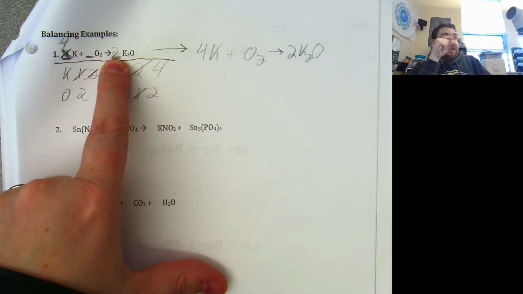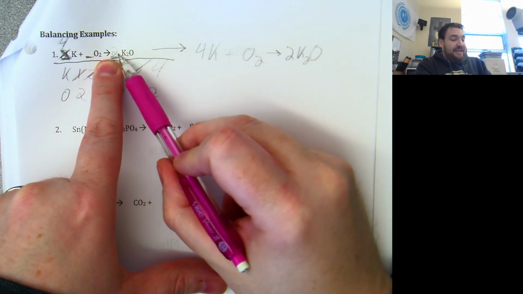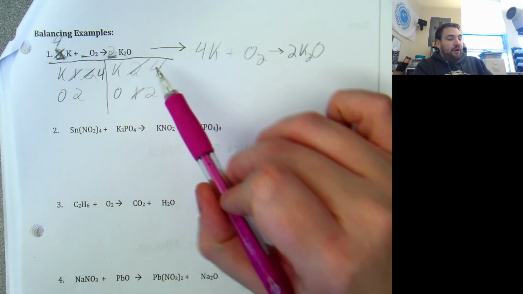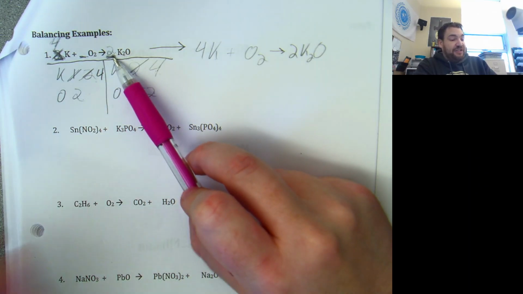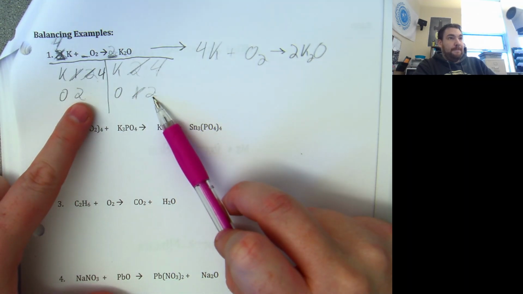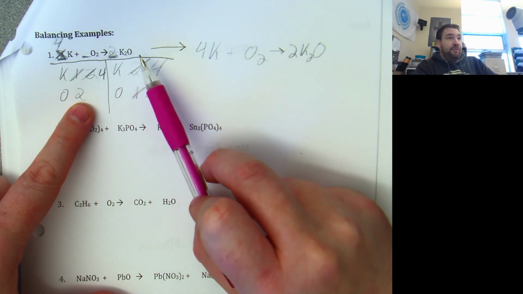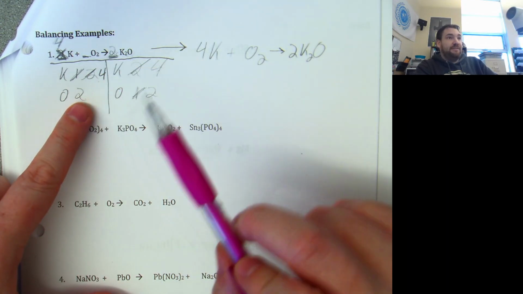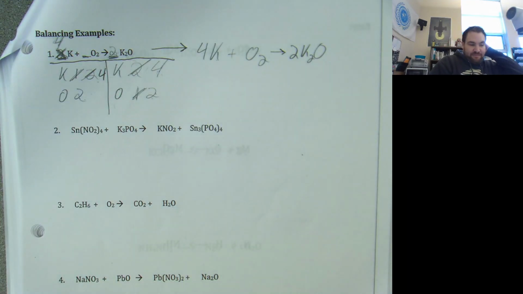Yeah, so putting the coefficient there, putting the 2 here, says that... the reason I put the 2 here is because the oxygens were out of balance. Yes, I have 2 groups of K2. Yes, yes. This is going to take some getting used to.